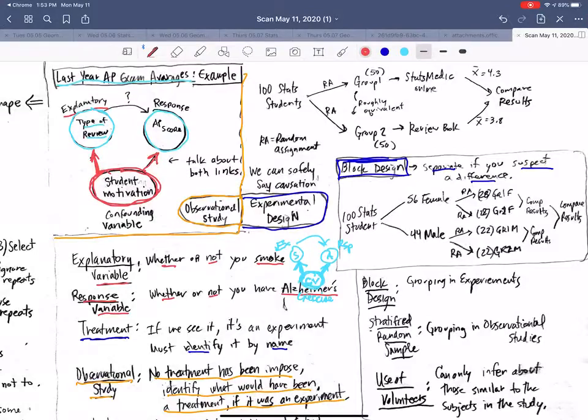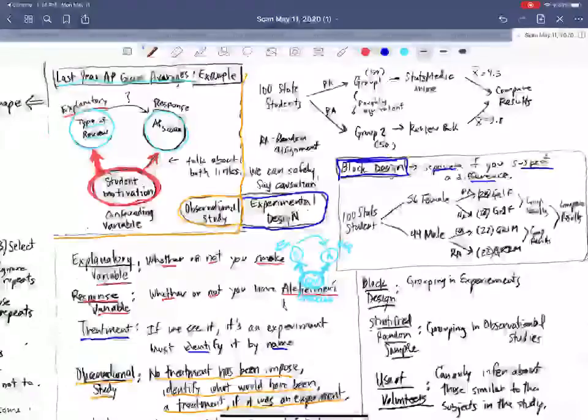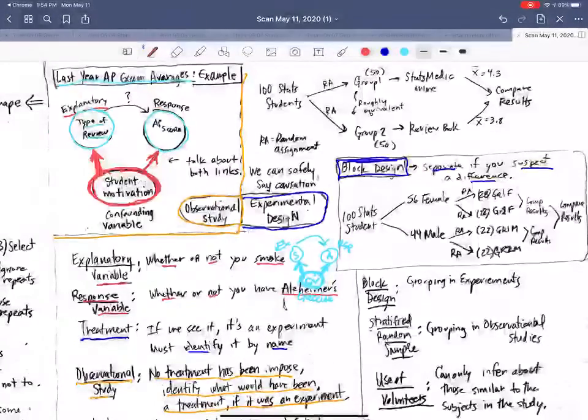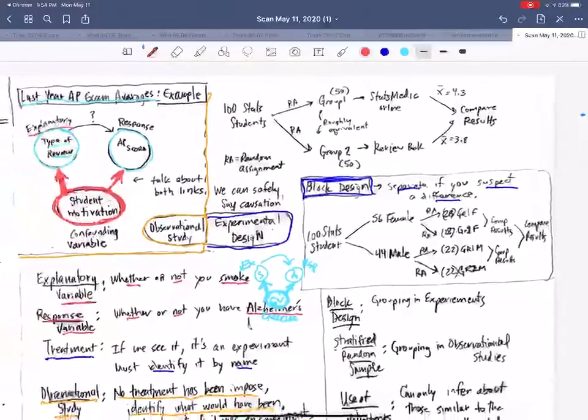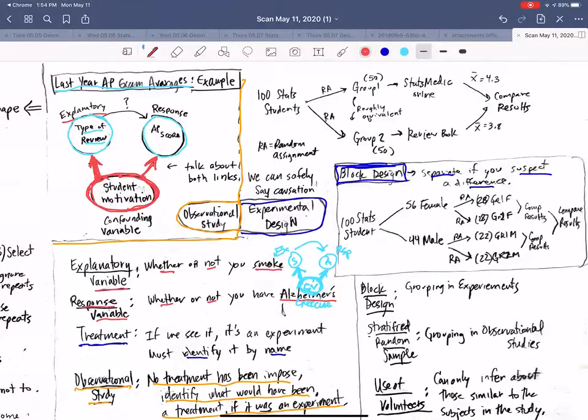However, it could mean that students that are more motivated were likely to pick the online, and students that are more motivated were likely to get higher scores. So that's an example of student motivation. Okay, so now that we've talked about a lot of these vocab words, let's talk about what it would look like if we actually did an experimental design. And the reason we would want to is that if we do see a statistically significant enough difference, we can actually say causation. So did the online review cause a higher score?